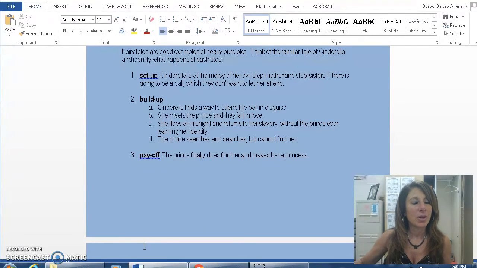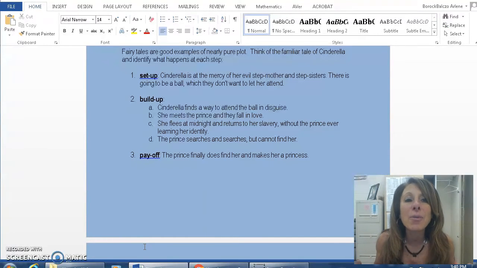There's our setup. We have some conflict, and you get the setting, you're introduced to the characters, and you're ready for the build-up. So 2, the build-up. A, Cinderella finds a way to attend the ball. In disguise, of course. Letter B, she meets the prince, and they fall in love. But then C, she flees at midnight and returns to her slavery of a life with her evil stepmother and stepsisters, but leaves behind that glass slipper.